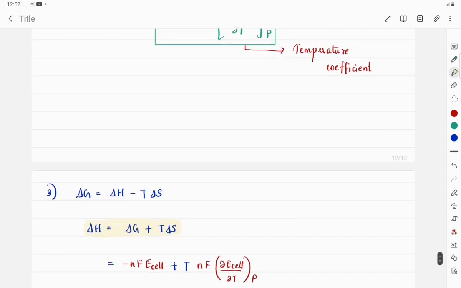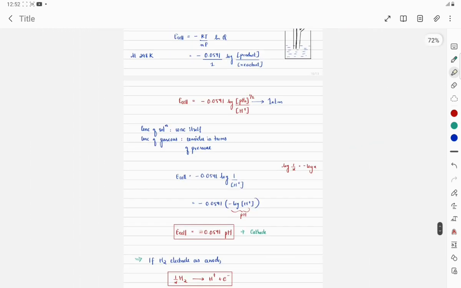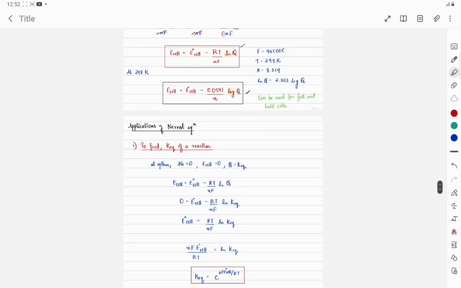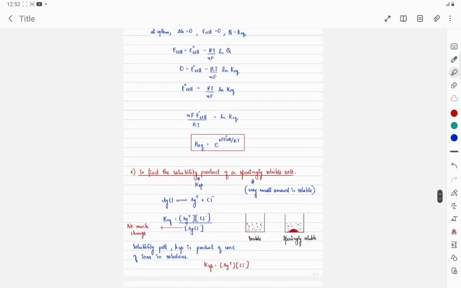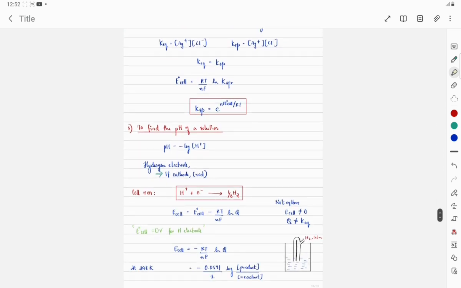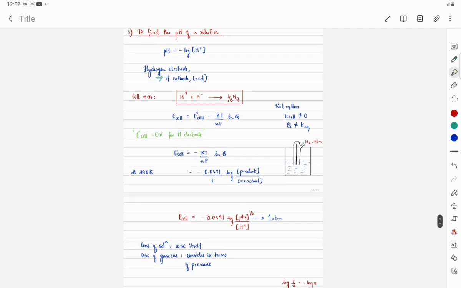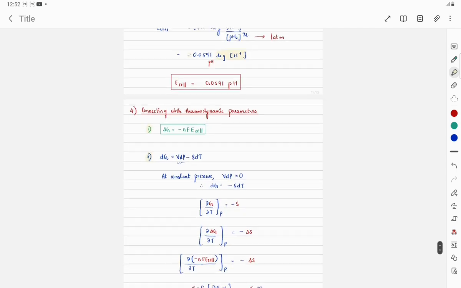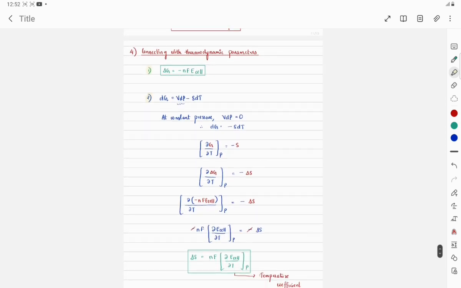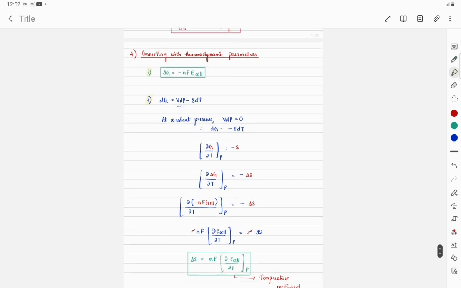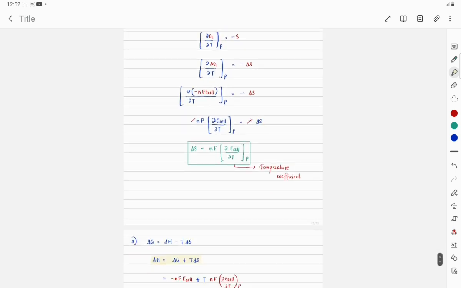So we have learned four applications of the Nernst equation: firstly finding K equilibrium, secondly finding KSP, thirdly the pH of a solution when a hydrogen electrode is used both as cathode as well as anode, and finally connecting with thermodynamic parameters. We have equations connecting E cell with delta G, delta S and delta H.